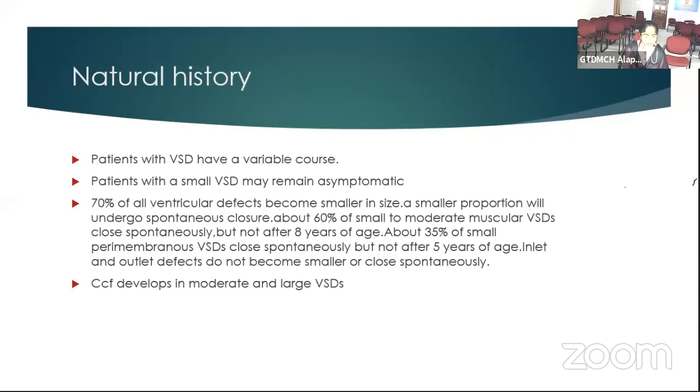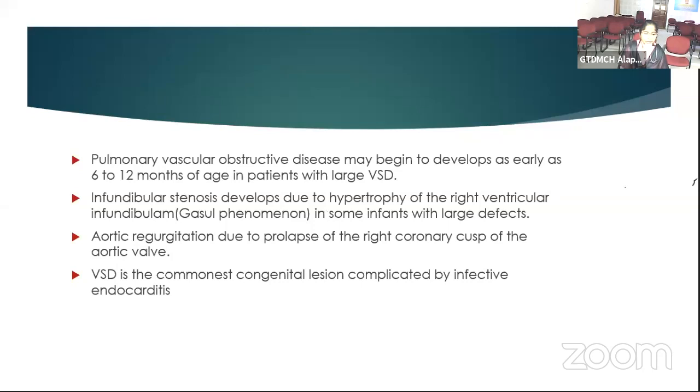Coming to the complications, CCF is a very common complication. Then others are pulmonary hypertension, aortic regurgitation, infective endocarditis, then infundibular pulmonary stenosis. So CCF develops in moderate and large VSDs. Then pulmonary vascular obstructive disease may begin to develop as early as 6 to 12 months of age in patients with large VSD.